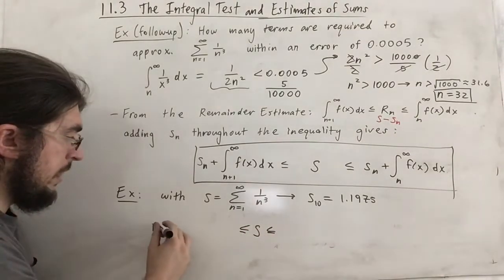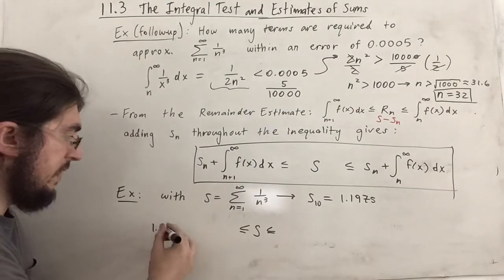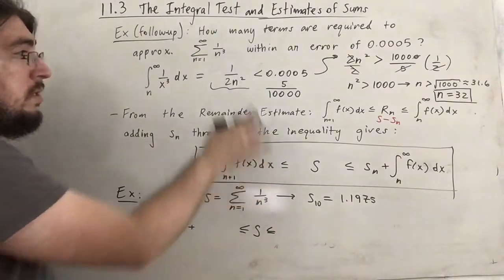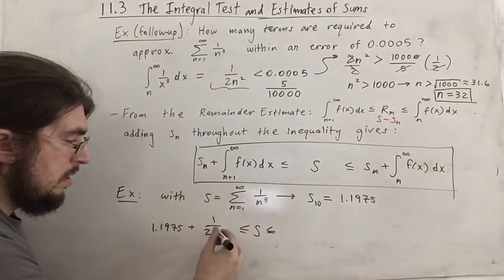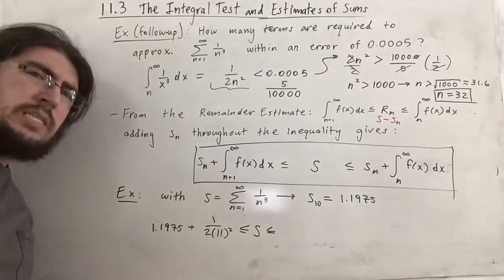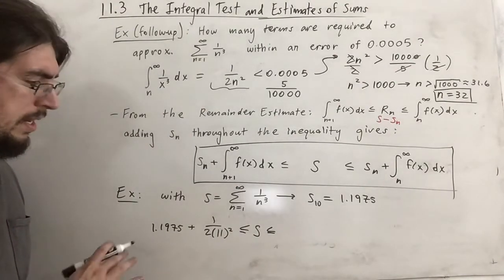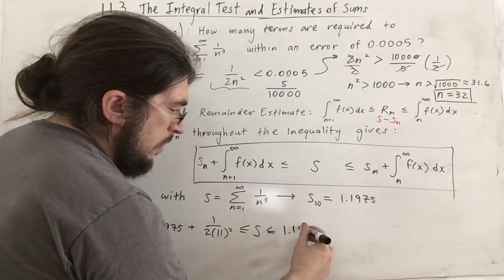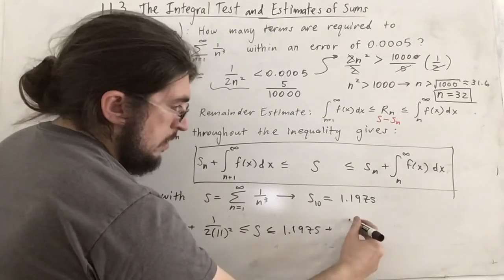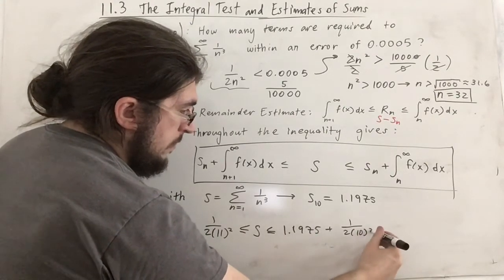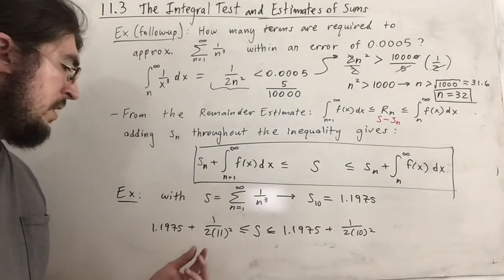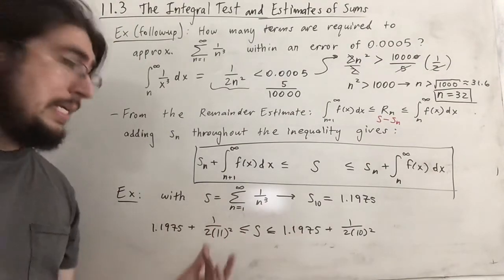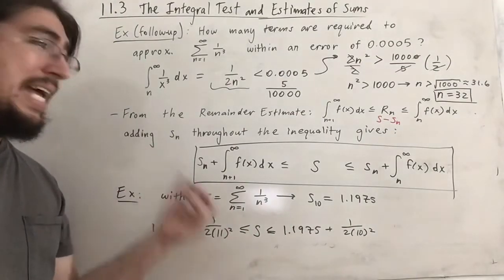It's in between 1.1975, there we go, plus this lower limit, which was 1 over 2 times 11 squared, which, by the way, that was 0.004. But I'll actually approximate it better right now. And 1.1975 plus 1 over 2 times 10 squared. And that was legitimately 0.005. This I rounded a little bit. So I'm actually going to use my calculator to approximate each of these, and then we'll get a really, really good idea as far as what S is.